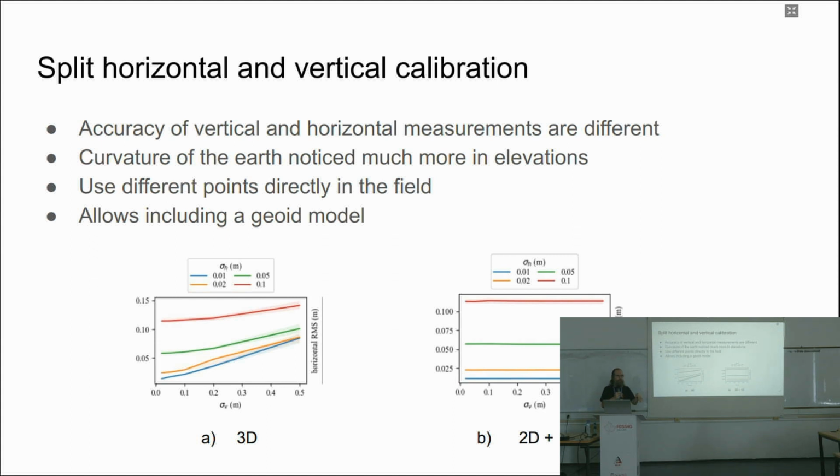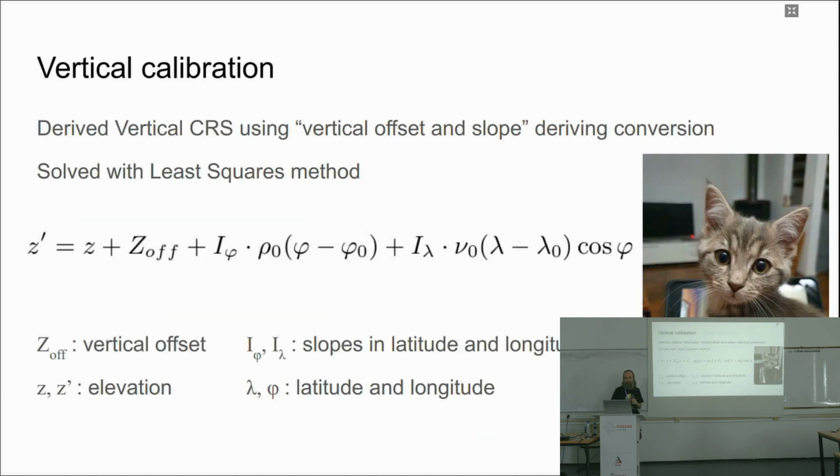Sometimes they have many more points measured in 2D, x, y, and they have just one or a few points with a Z value that's really reliable. With that, you can use a different number of points for the horizontal.